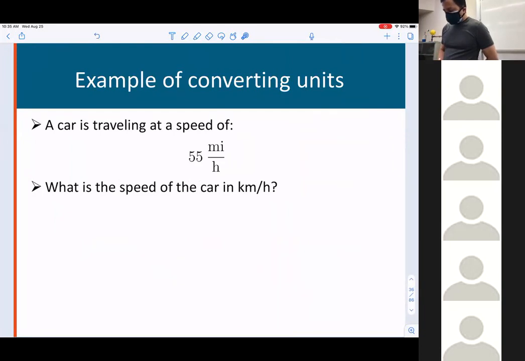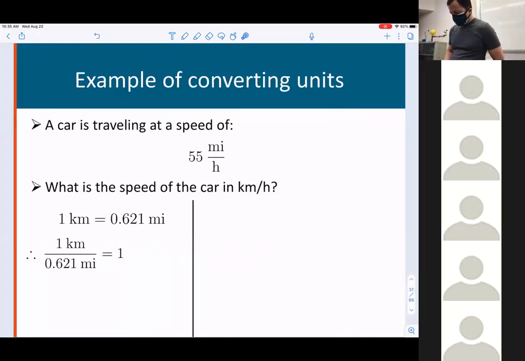Let's do an example of converting units. Let's say a car is traveling at 55 miles an hour. What is the speed of that car in kilometers per hour? And all of you may have taken some previous class before, maybe chemistry or something, and you probably have your own way of converting units. But again, I will just go through it here carefully. So what we want to do is go from miles per hour to kilometers per hour. And so we have to basically convert a mile into kilometers. The hours are still the same.